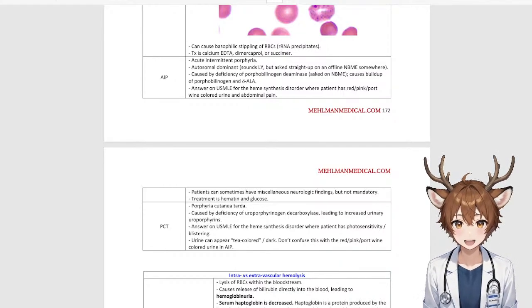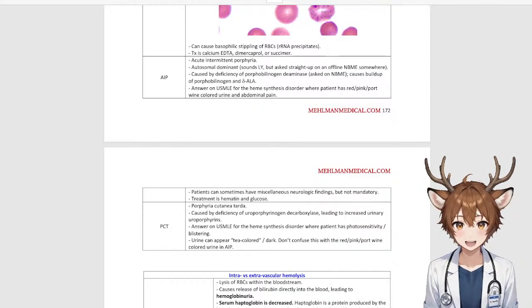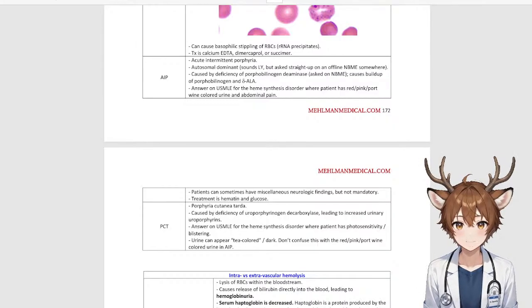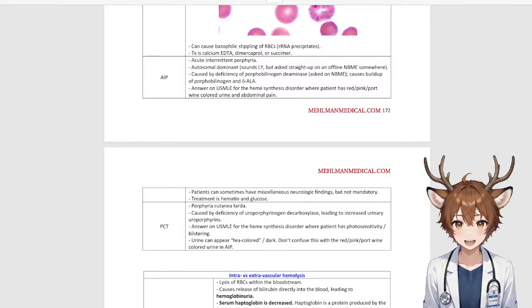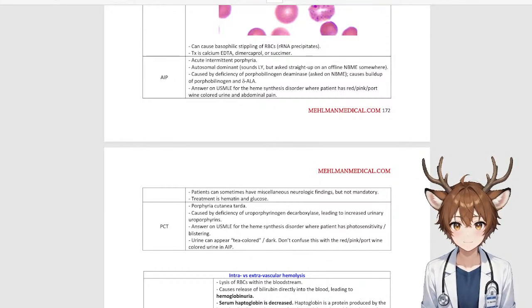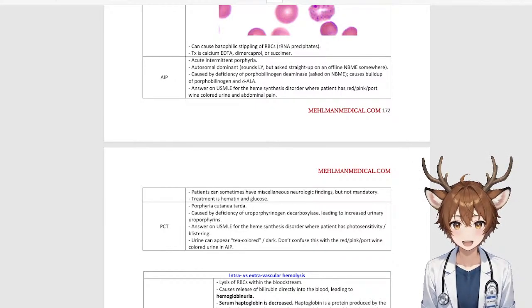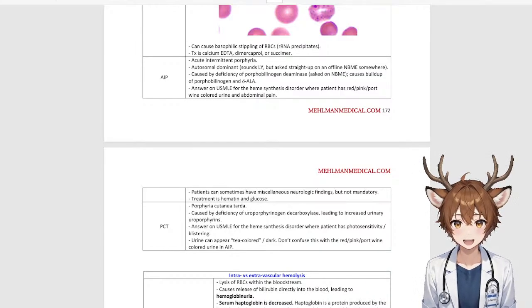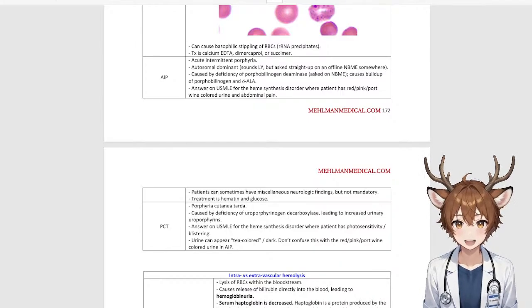AIP, acute intermittent porphyria, autosomal dominant, sounds low yield, but asked straight up on an offline NBME somewhere. Caused by deficiency of porphobilinogen deaminase, asked on NBME, causes buildup of porphobilinogen and delta-ALA. Asked on USMLE for the heme synthesis disorder where the patient has red/pink or port wine stained urine, colored urine, and abdominal pain. Patients can sometimes have miscellaneous neurologic findings, but not mandatory. Treatment is hematin and glucose.